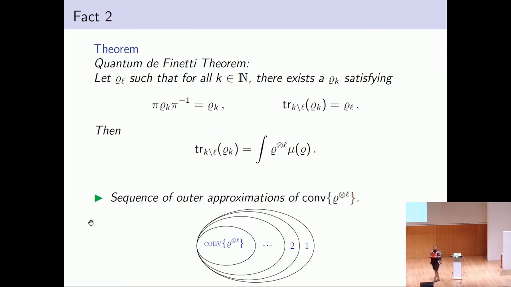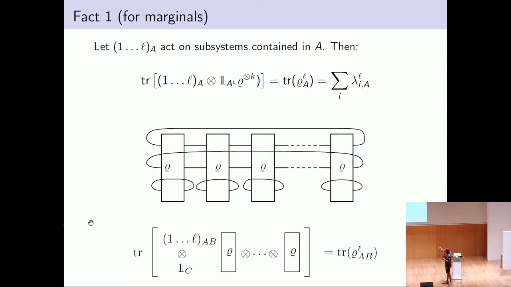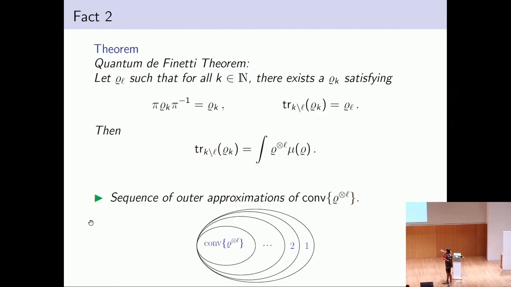Now the second fact that I need is the so-called quantum de Finetti theorem. What does it say? Let's say we have some rho_L acting on Hilbert spaces. And if for this state, rho_L, there exists a larger state, ideally a very large one, rho_k, which is permutation symmetric, and for which the reduction looks like rho_L, then, if k becomes very large, or if this is true for all natural numbers k, we know that this reduction of this very big state, rho_k, can be written as a convex combination of tensor products of rho. And this gives us a sequence of outer approximations of these states, rho tensor L. And that's what we want to get the spectrum back, because in the slide before I showed you how, if you have access to many copies of the state, then you can infer the spectrum from it.